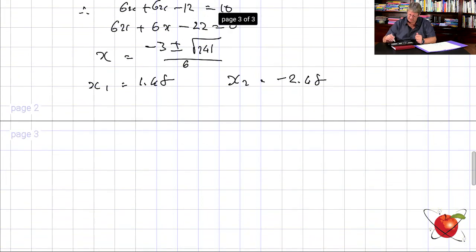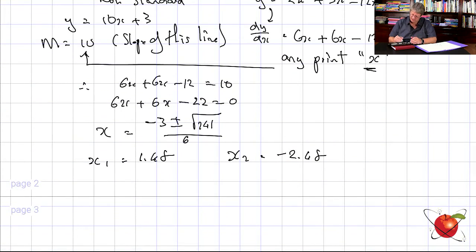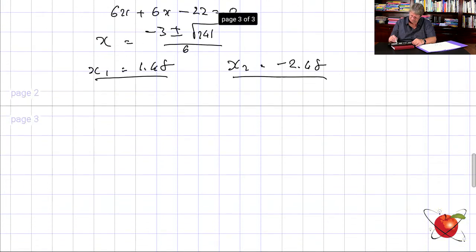Let's just go back. Those are the values of x. So at this point and at that point, you've got two tangents. So you can now work out what y is, and you can find the equations of those tangents. That wasn't what we were asked in this question, but I think we've done plenty of finding equations of tangents by now. Now I'm going to do another example.